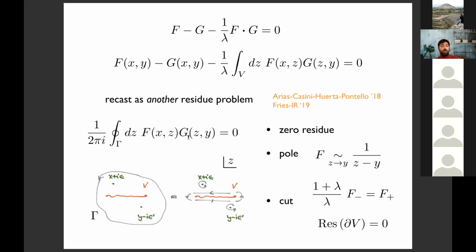If this has a simple pole, then if you deform this contour, the single pole of G is going to produce the first term of this equation. It's going to spit out an F because of the Cauchy integral formula. So in the same way, if F has a simple pole, that's going to spit out a term G, which is the second term in this equation. That would explain the first two terms.